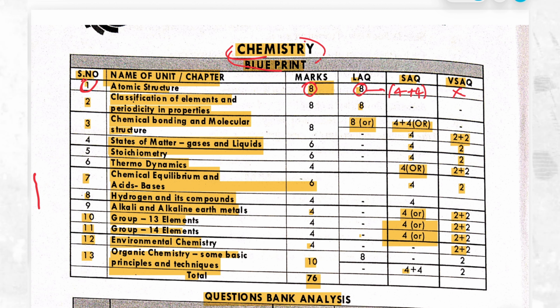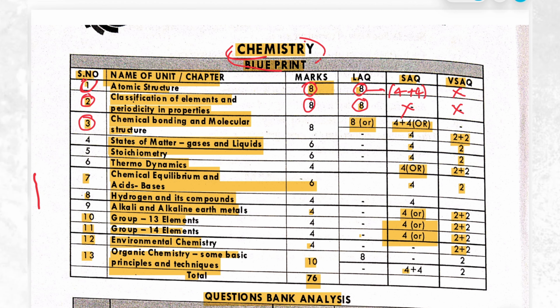Next one, classification of elements and periodic properties. In this also we have 8 marks. Total weightage is 8 marks. And here one LAQ is compulsory. So from classification of elements, mostly there are no VSQs and no SAQs. They ask direct LAQs.